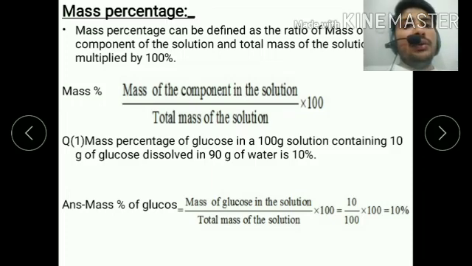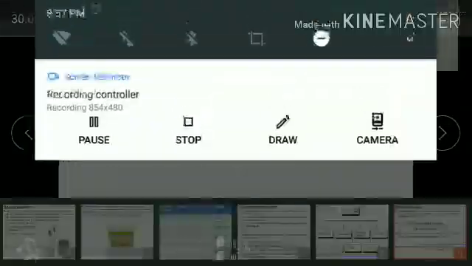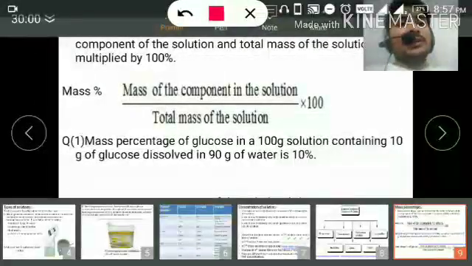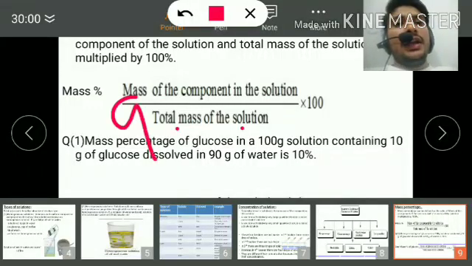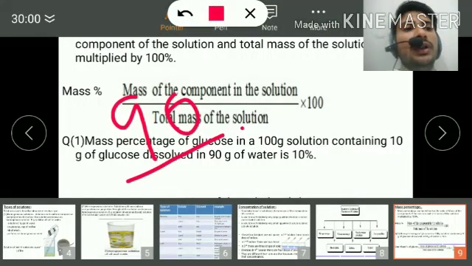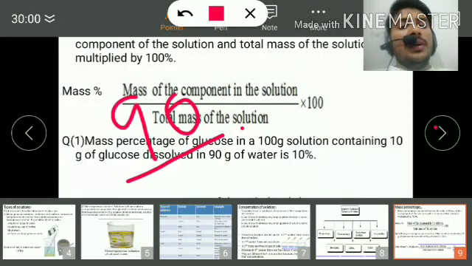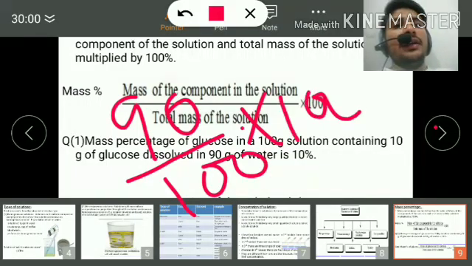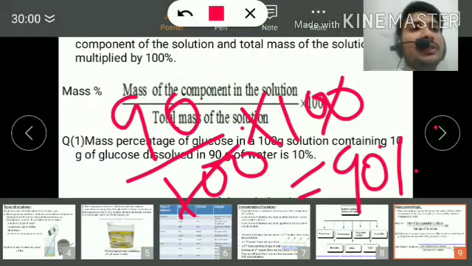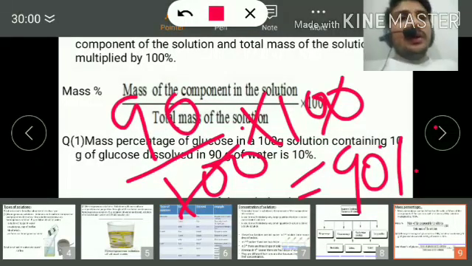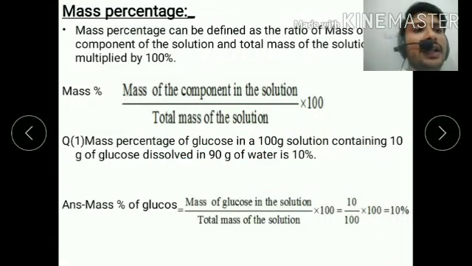That is the mass percentage of solute. If I say to you find the mass percentage of solvent, then how will you do this? Look at mass percentage. 90 gram solvent, total mass of the solution is 100 gram, multiplied by 100. Then 90 percentage. This is the mass percentage of solvent. Okay, now move to the next slide.